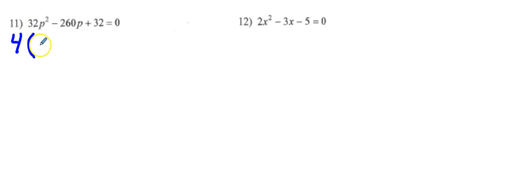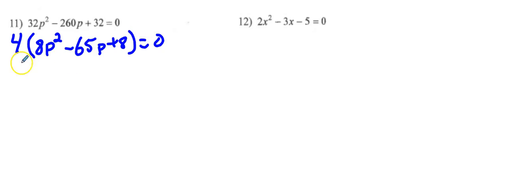So that leaves 8p squared minus 65p plus 8 equals 0. All I did was divide each of those by 4 to get the 8, the negative 65, and the 8. If you see that they're even, you just divide by 2, you'd still end up with even numbers, and you divide by 2 again, you'd still get back to this.